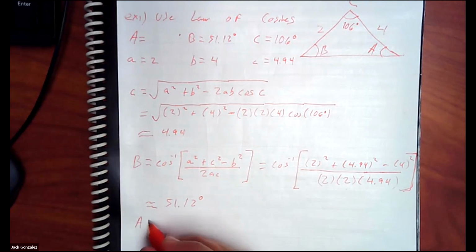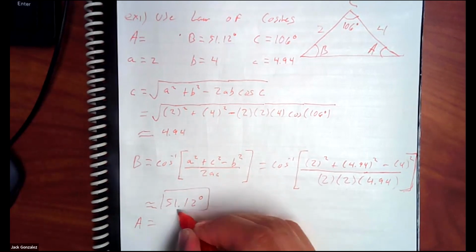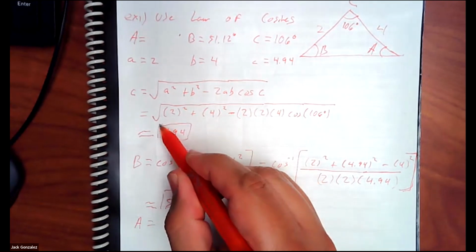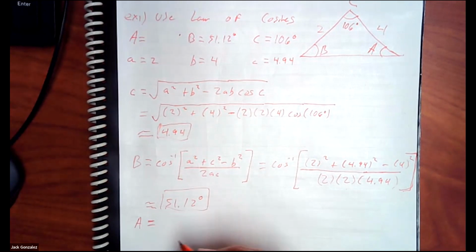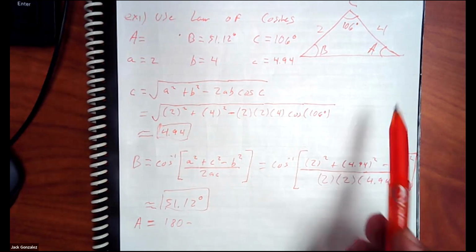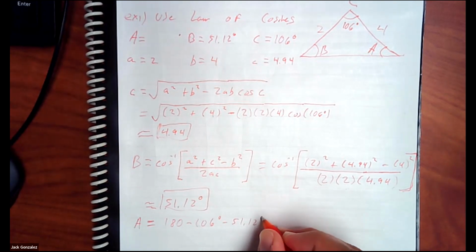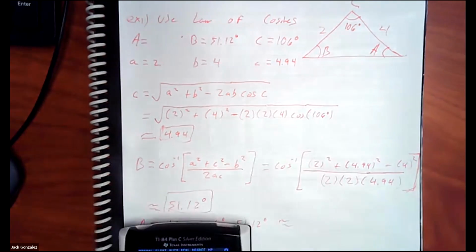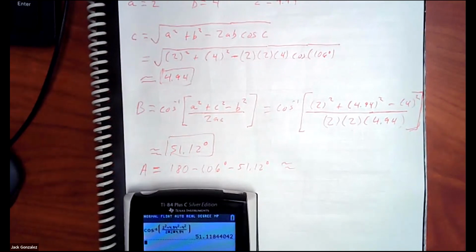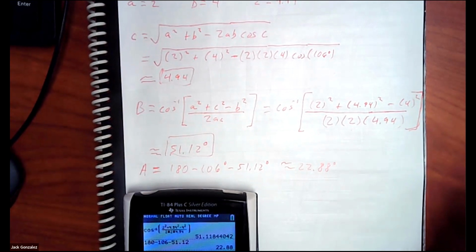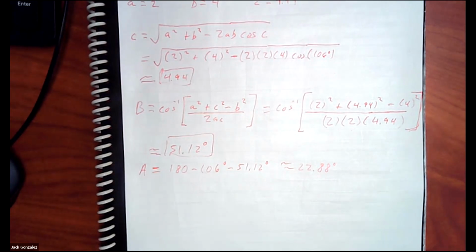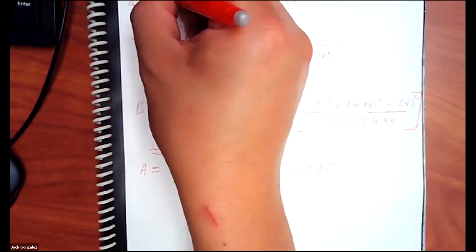How do we find A? So just subtract these two from 180 and we'll be good. Okay, so that's it. Got all the angles and all the sides.